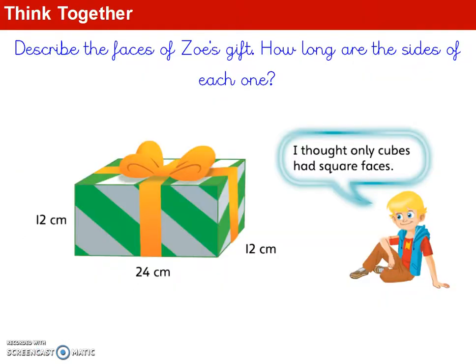So now we've been able to look at how we can describe 3D shapes using the properties of vertices, edges and faces. Now it's time to continue with our textbook by trying our think together question of describing the faces of Zoe's gift. How long are the sides of each one? With this, be drawing the top shape and the bottom shape, the left side and the right side, the front face and the back face, and add those measurements as you saw us do with the present Ambika is doing, so that you can actually describe.